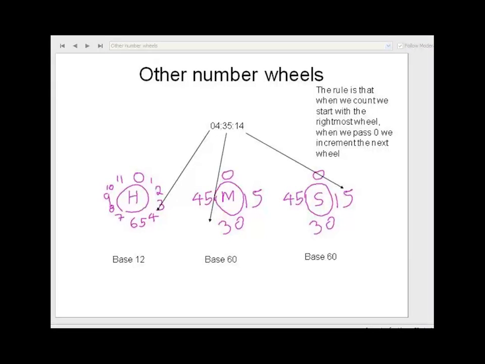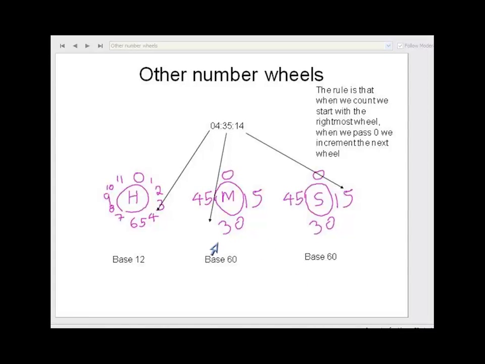Okay, we have number wheels that are different. Not all number wheels have got 10 digits around them. Here is a set of number wheels. The first number wheel, this one over here, which I'm going to call seconds, just for the sake of argument, that's got 60 digits around it. So I say it's base 60.